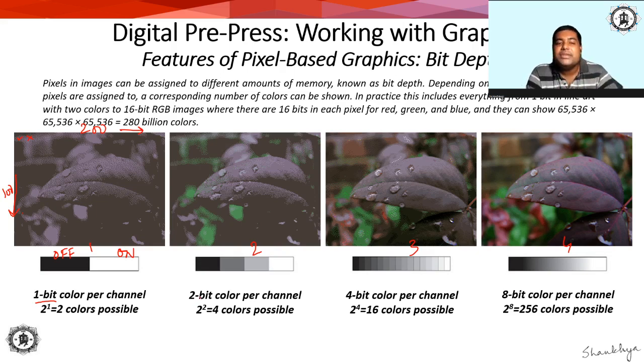The bit depth is 2 bit. This is a 2 bit image. If I ask you what is the bit, 2 bit. So why 2 bit? Because I am either assigning violet or green, 2 colors. This is 2 bit. Okay.